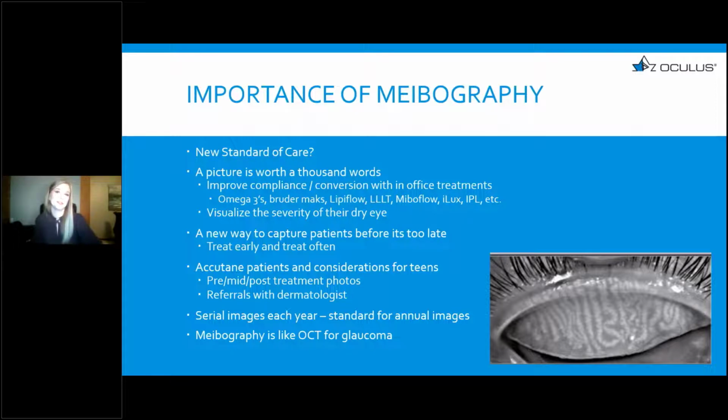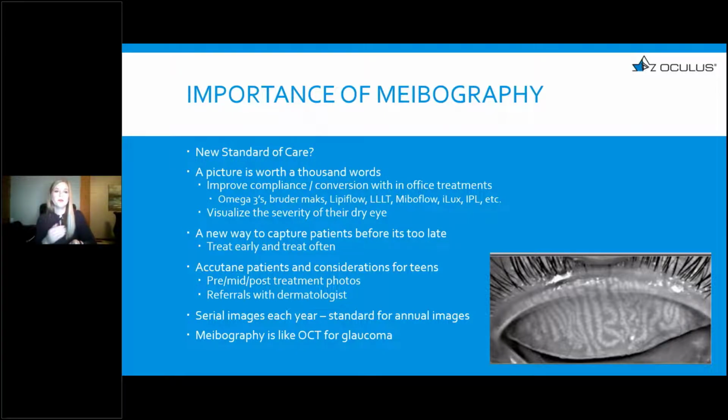Accutane patients. So we all know Accutane patients have issues with dry eye, and this is a permanent chronic change. And this happens a lot in teenagers. So we don't really think about dry eye in teenagers like we should. But we've been using this a lot for pre-treatment photos. If we know that patients are going to go on it, sometimes you don't find out that patients are using Accutane until they're at their annual exam and already in the middle of treatments. But ideally, I'd love to get pre-treatment photos, mid and post, okay?